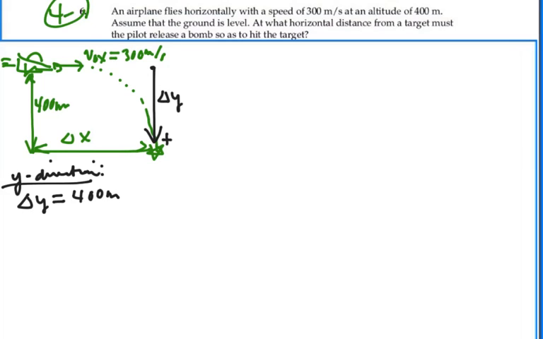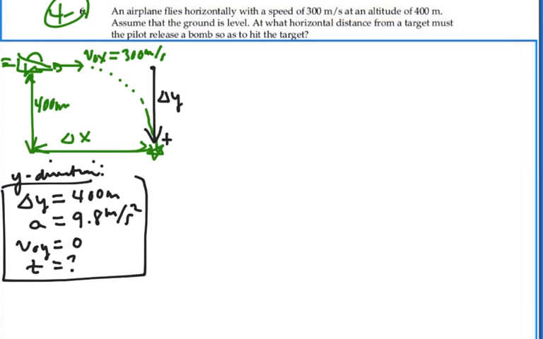And if down is positive, that means our acceleration in the y direction will be a positive 9.8 meters per second squared, even though our initial velocity in the y direction is actually 0. We're going to start with 0 velocity in the y direction. We're starting from rest, strictly in that direction. Based on this, we want to find time. So we've got these 4 variables right here.